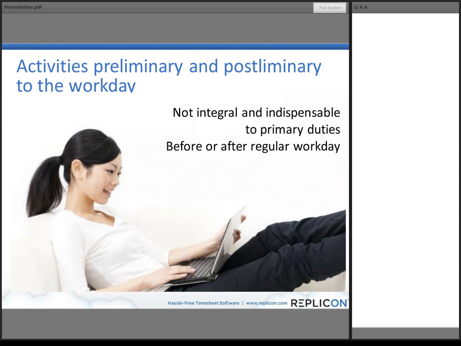And thank you. And whether the activity primarily benefits the employer. So we have three factors: whether the activity is required by the employer, whether it is necessary to perform the work, whether the activity primarily benefits the employer.